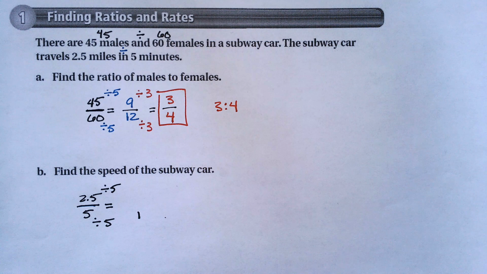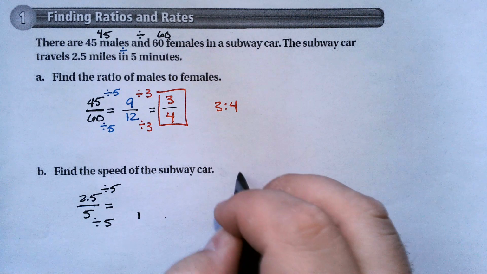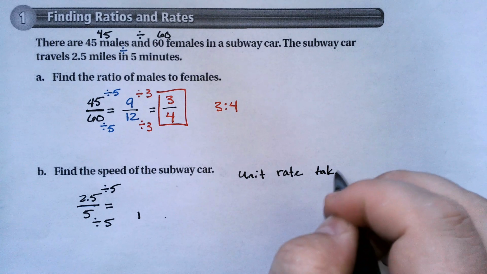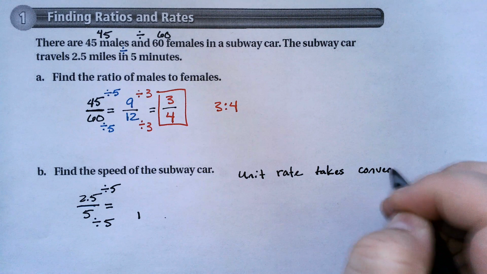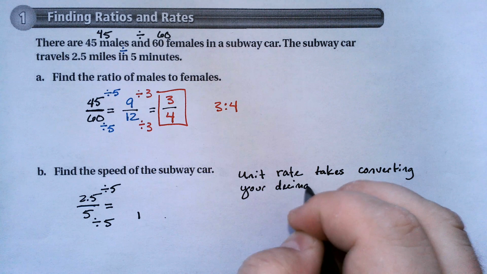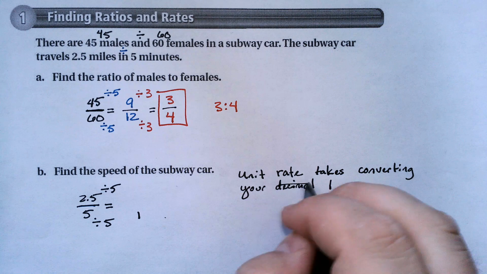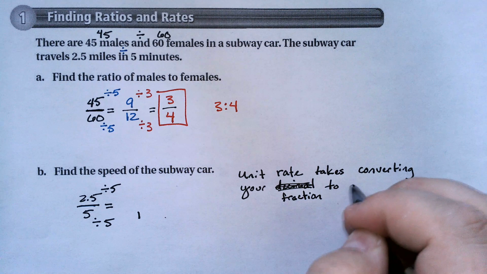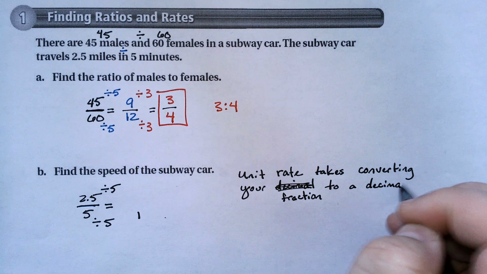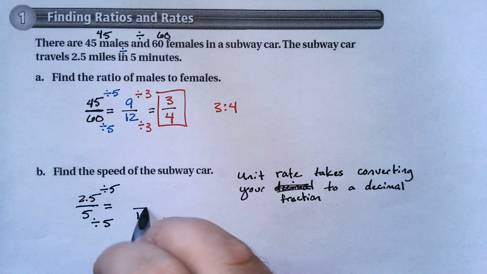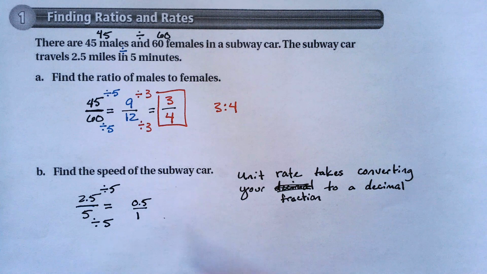I'm giving you a second to think about that because in reality, a unit rate takes converting your fraction to a decimal. That's it. That's the thing you always want to do anyway, right? So when we do that, we get 2.5 divided by 5, and that's going to be 0.5.